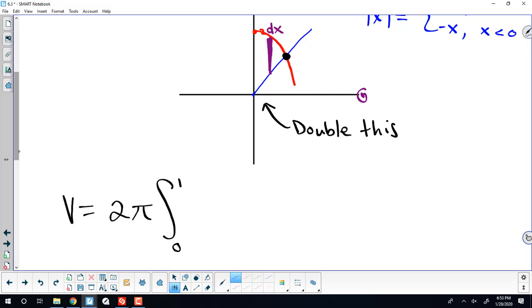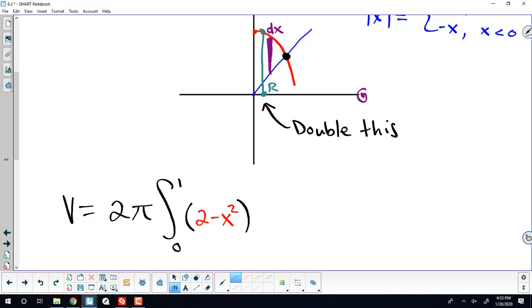Then we have to find our outer radius minus our inner radius. So what's our outer radius? Negative x squared plus 2? Yeah, I just flipped it around. Right, so the distance from the top function to the axis of revolution, that's our capital R, outer radius. So there's our outer radius.